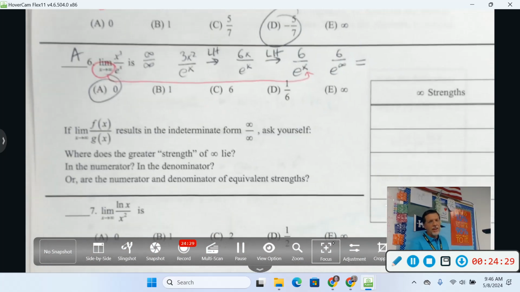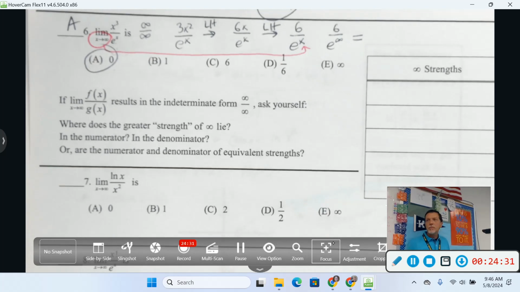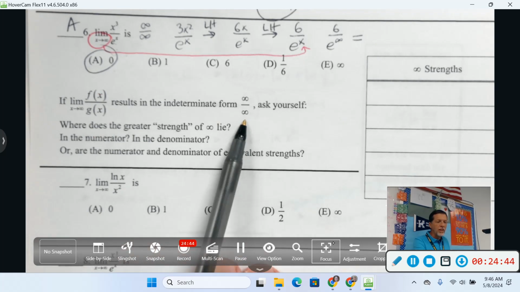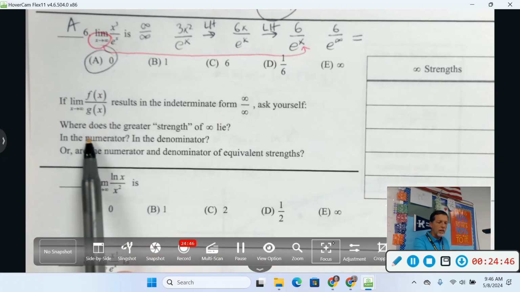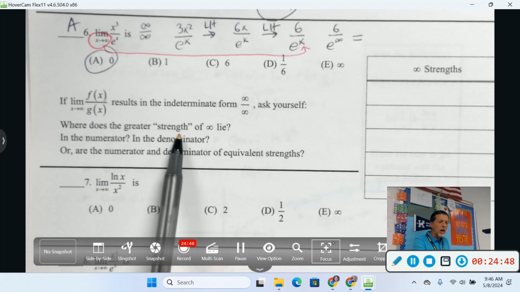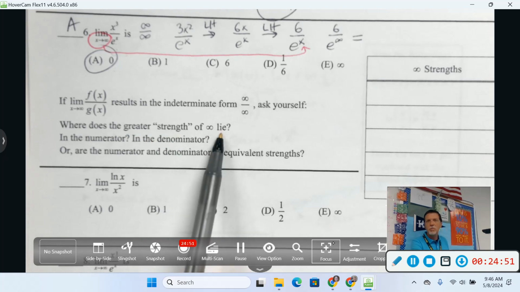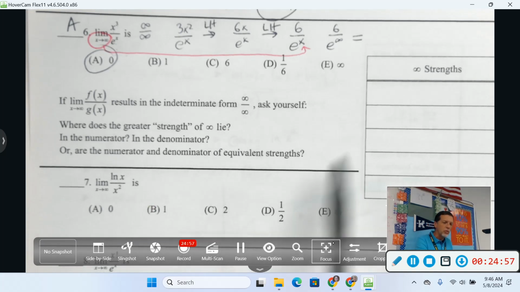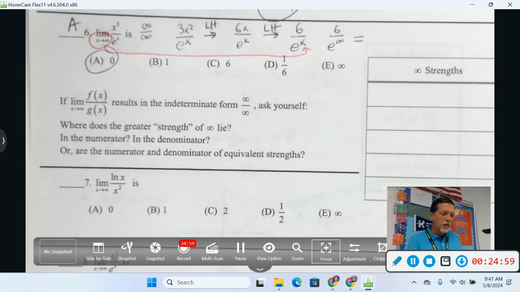Okay, the next section, some of you are going to like a lot because it doesn't require a whole lot of work. But some of you are going to dislike it a lot because it requires a little bit of thought. If the limit of f over g results in infinity over infinity, then we have to ask which infinity is bigger, which infinity is more infinity than the other infinity. It's which one is stronger, which one gets bigger faster.